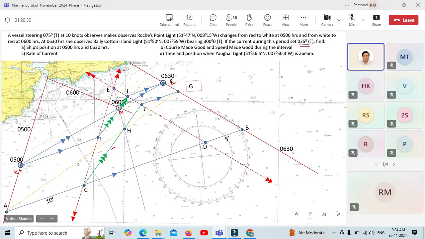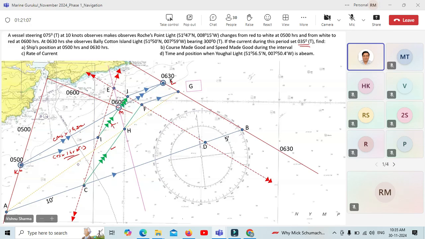Now you see, I've joined this with a straight line. This is the CMG. Let me tell you why all this was being done. You see, guys, this is CTS into 1 hour engine distance. This is CMG into 1 hour distance made good. Why? Because it is 5 to 6, so obviously this becomes the current for 1 hour.